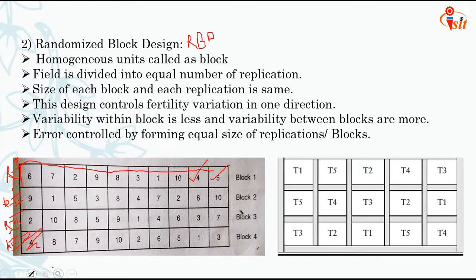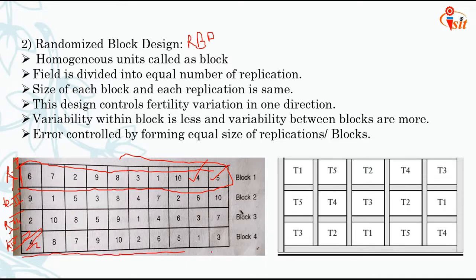Each plot is also called a block. So whatever plots are formed here are also called blocks, and the size of each block is equal, and the size of each replication is also equal. If you consider this replication, its size is the same as that of the other replications, and the size of each block is the same. So this design controls the fertility variation in one direction.